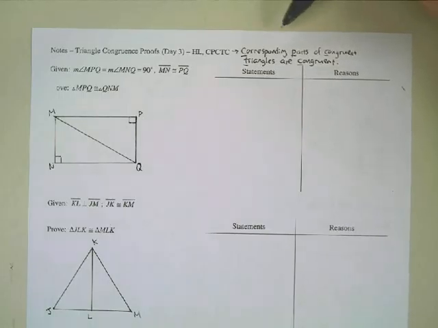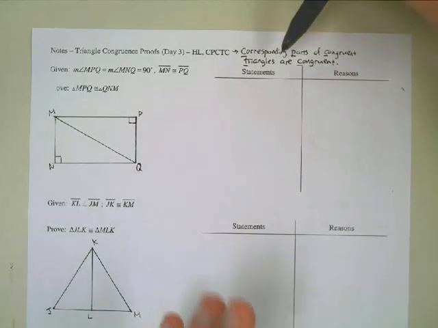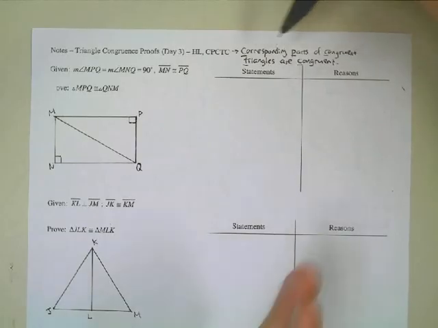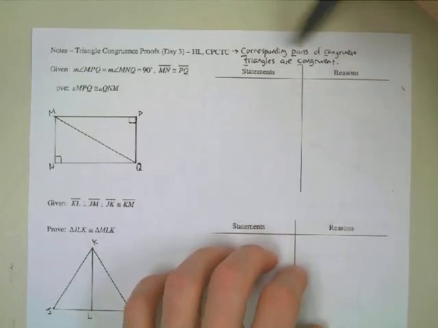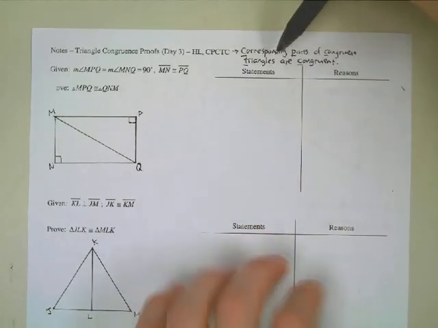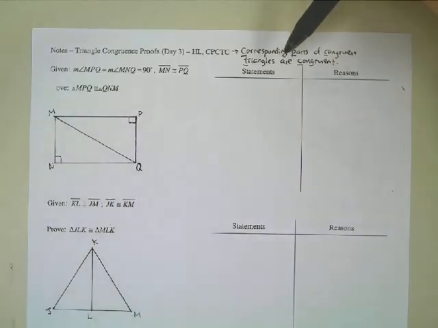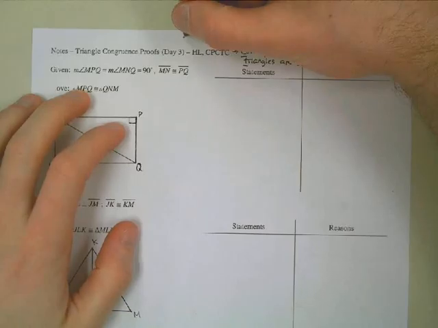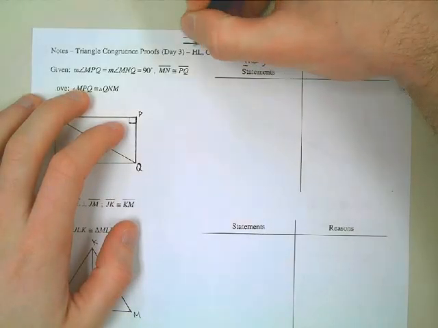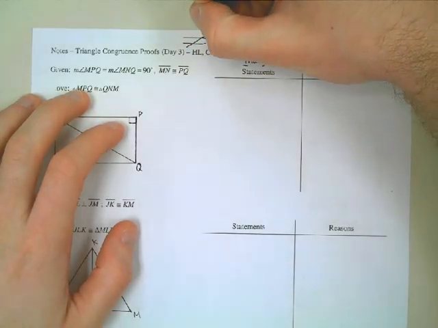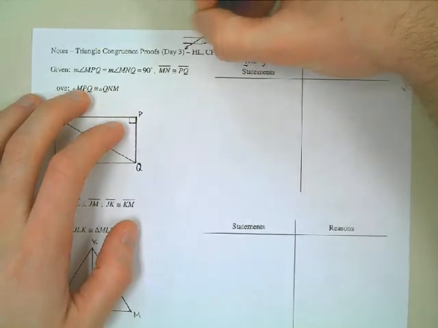And so let's break down exactly what the statement is saying here. So, corresponding parts. Well, we've seen that word corresponding before. Remember we talked about parallel lines crossed by a transversal? So for example, I'll draw a little picture here. Parallel lines crossed by a transversal.